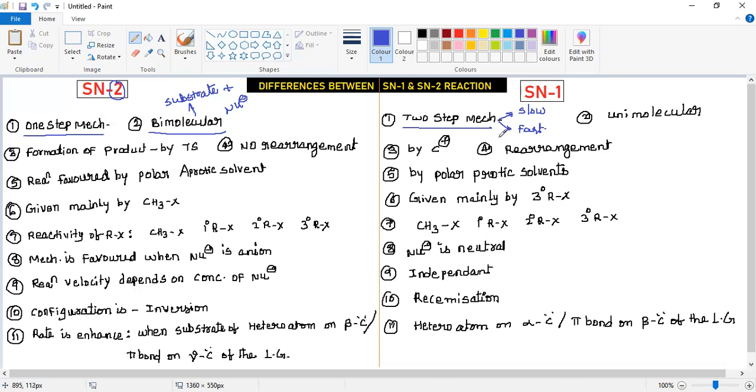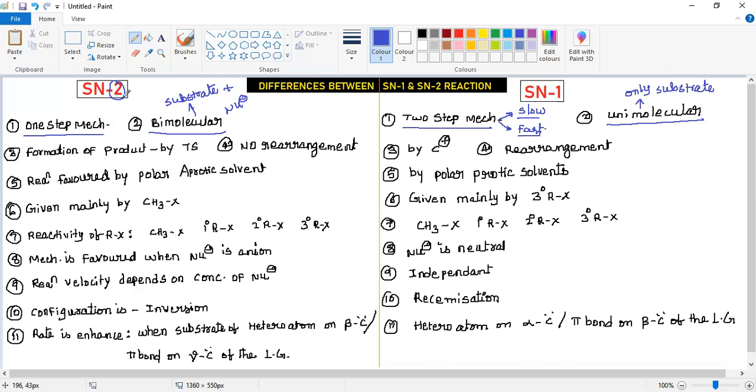But what about over here? It is a two-step mechanism. It is unimolecular. Unimolecular means only the substrate, otherwise the reactant only, participates in the chemical reaction, that too in a two step mechanism. One is the slow step, another one is the fast step. Okay. Next, come to the third point.